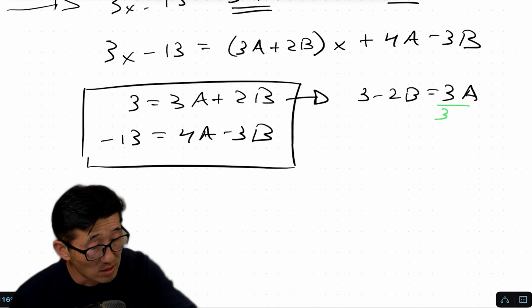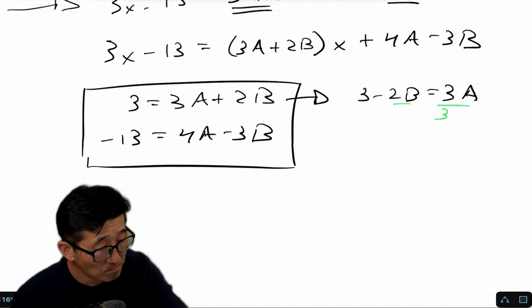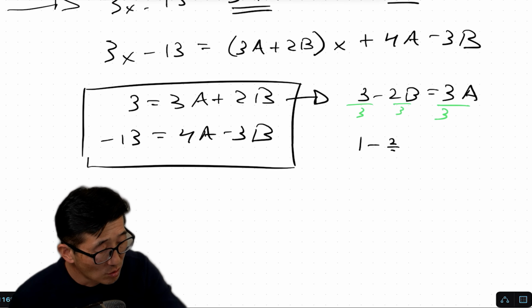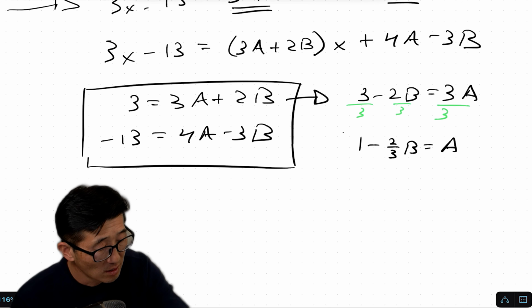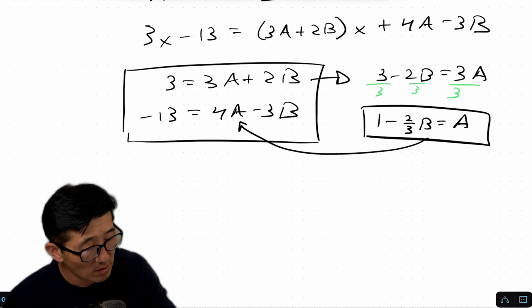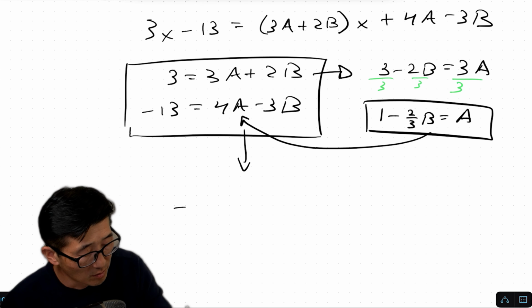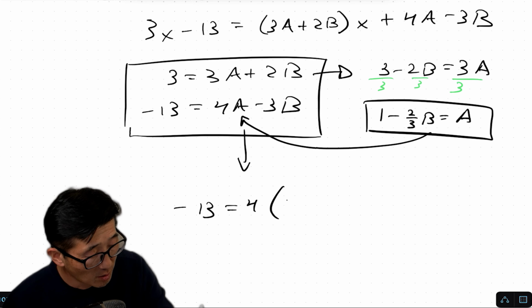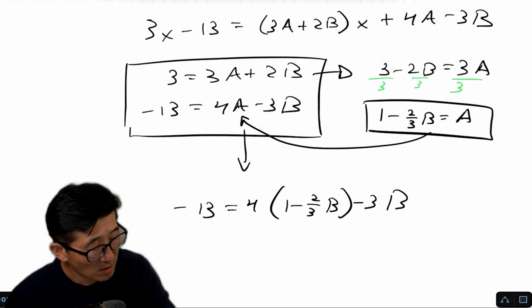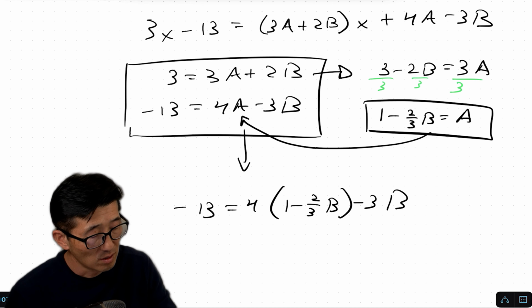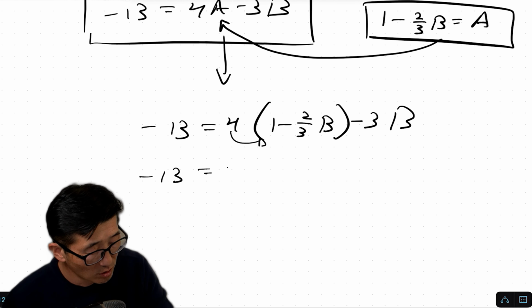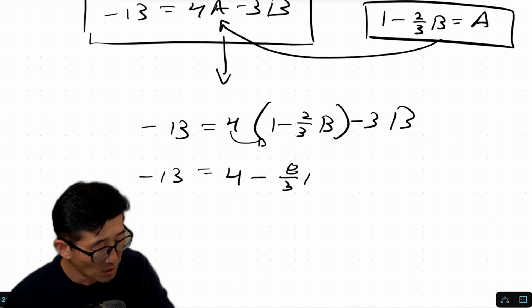Well, I'll do it like this. 1 minus 2/3 b equals a. Okay, I'm going to take that and plug it in right over here. So that's going to become negative 13 equals 4 times 1 minus 2/3 b, minus 3b. Did I do that right? Yes. Okay, so negative 13 equals distribute the 4, so 4 minus 8/3 b.